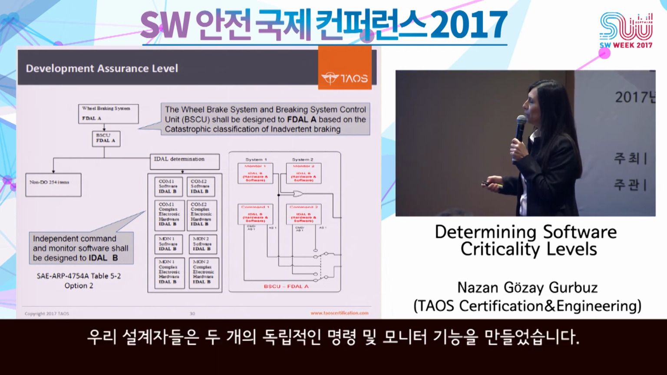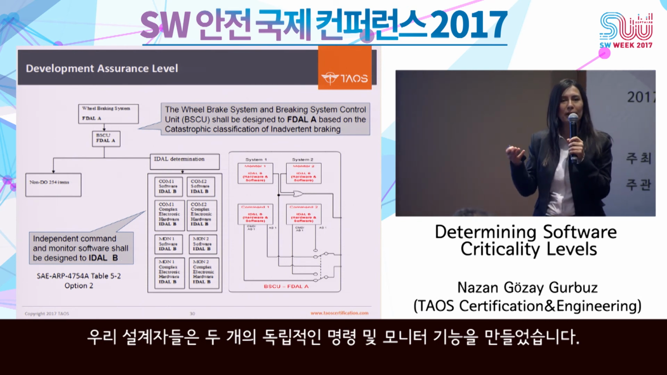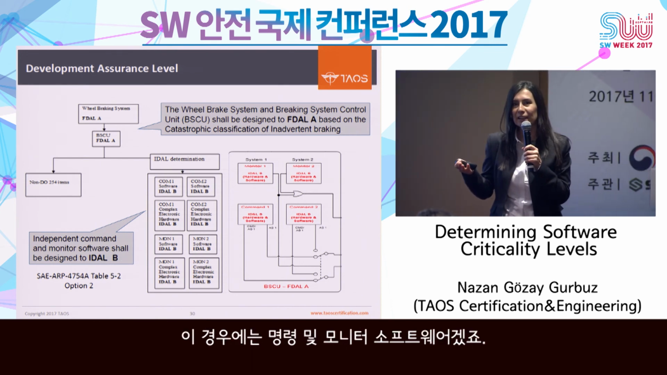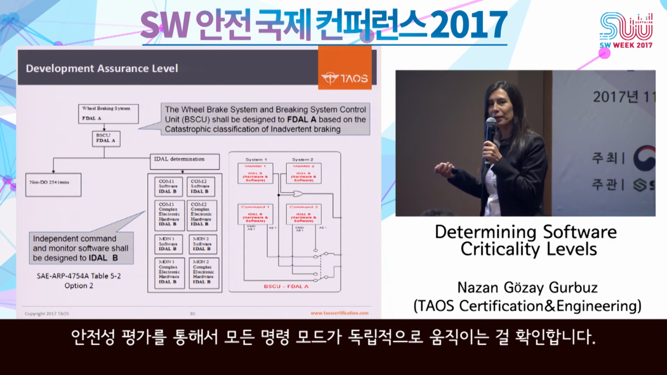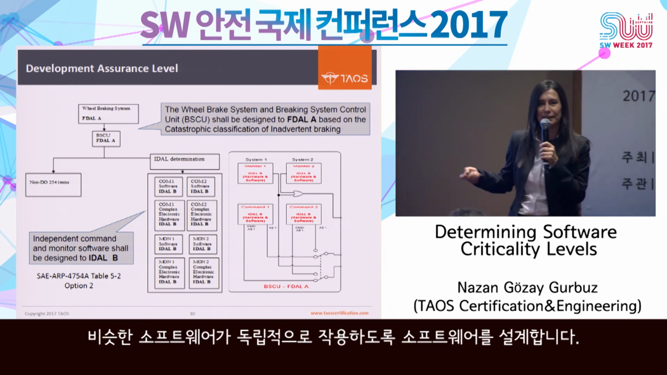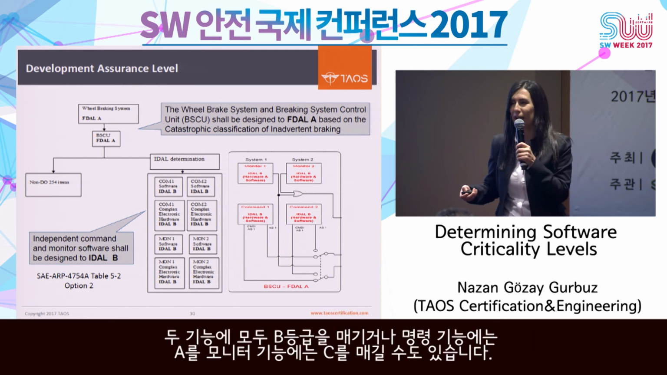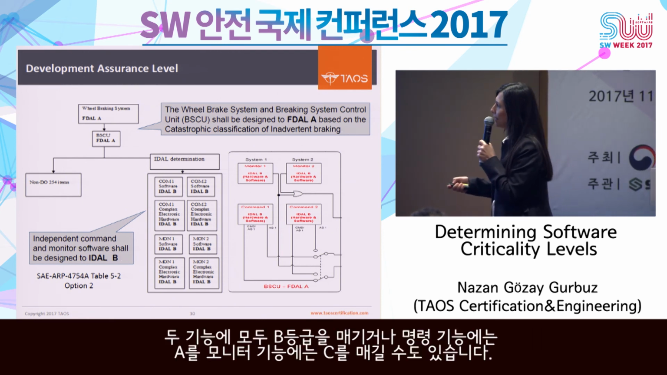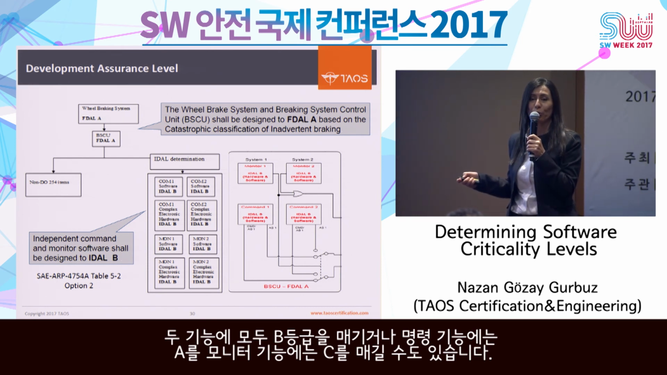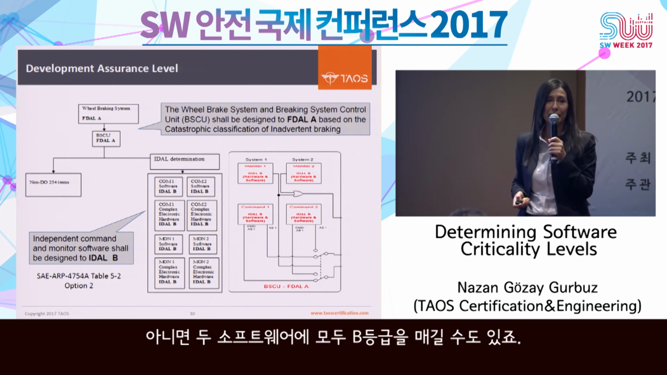In our example, our designer just made two independent command and monitor functions. Command and monitor software in this case. So we show independency by doing a safety assessment, common mode. We look at every common mode. We are sure that it is independent. Partition design, dissimilar software. We did everything. So now we know that we can assign two Bs, or we can assign the command function level A and the monitor function level C, or we can assign both functions, both software, level B.